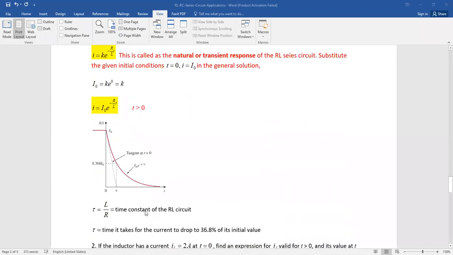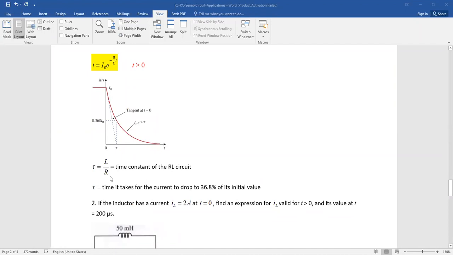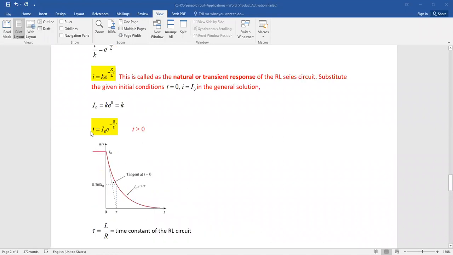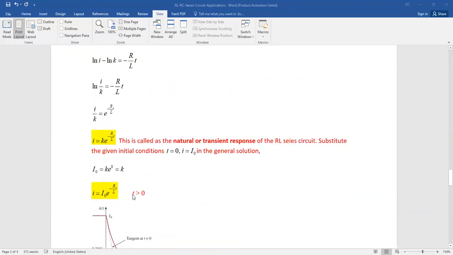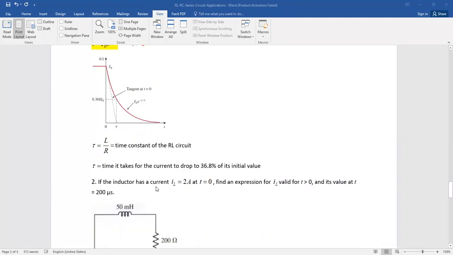But your time constant would still be L over R. That does not change the fact that this is the time it would take for the current in the circuit to drop to 36.8% of its initial value. And the equation that you will come up with later for the I, wherein you have, let's say, an electrical potential difference that is not 0 here, would still be what we call the transient response of your RL circuit. Meaning this equation that was derived here is only for a source-free circuit. Okay, now that's for the RL circuit.